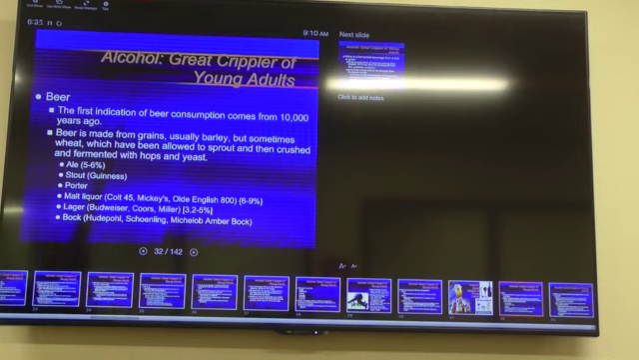The first indication of beer consumption comes from 10,000 years ago. Beer is made from grains, usually barley, but sometimes wheat, which have been allowed to sprout and then crushed and fermented with hops and yeast. And that's how they make it. Ale is about 5 to 6% alcohol. Stout, Guinness, is another type. So there's ale, stouts, porters, malt liquor, lager, and bock. These are all the different types of beers.